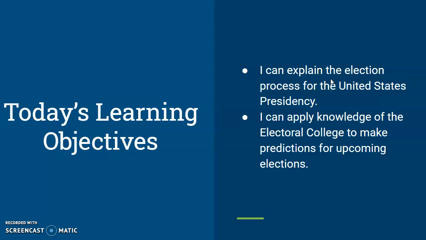Okay. So your learning objectives for day 2 are that you can explain the election process for the United States presidency, and that you can apply the knowledge you're going to learn from doing this Edpuzzle today, the knowledge on the Electoral College, to make predictions in upcoming elections. This year's an election year, we've talked about it, and you're going to be making predictions in our after-lecture activity for the 2020 election.